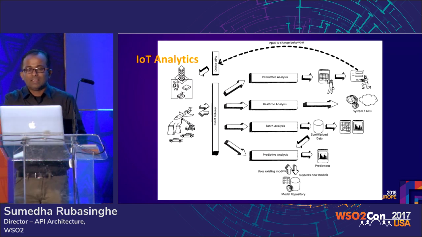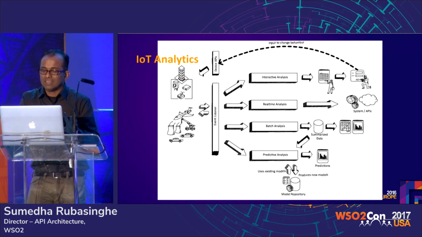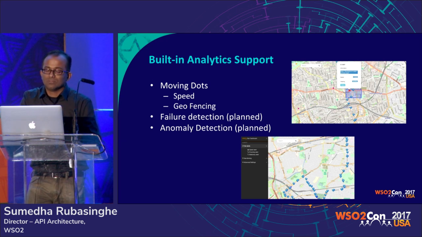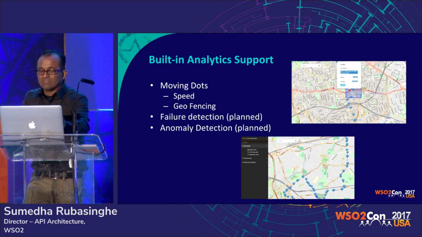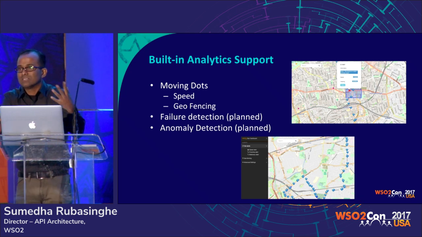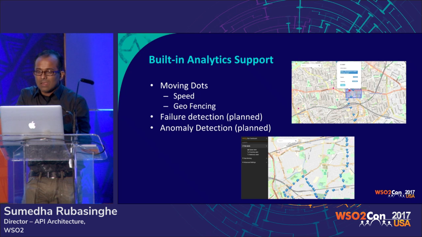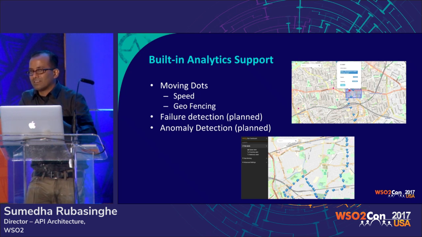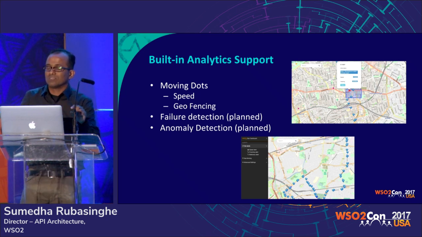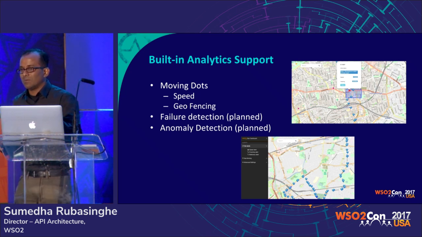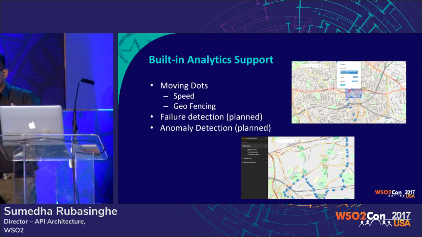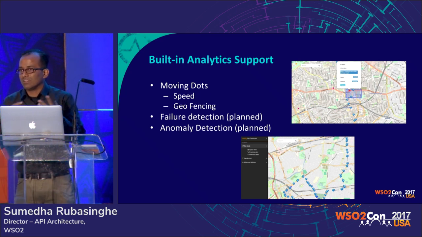And in the case of analytics, I'll try to go fast. At this point, we have certain built-in support for moving dots, and geofencing, so that for a moving dot, you can create a geofence and get certain alerts out of it. And we are working on getting failures and anomalies detected. This is a framework that we are building, because failures and anomalies are pretty much dependent on the device, so the inputs have to come from you.